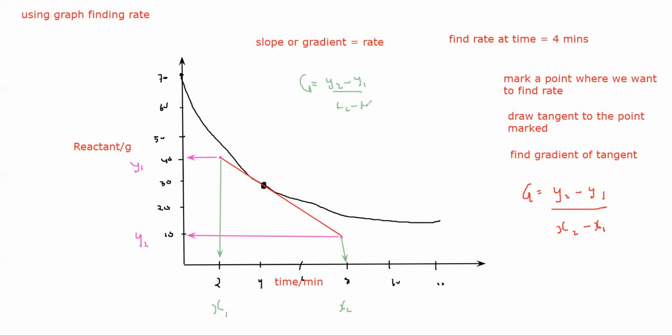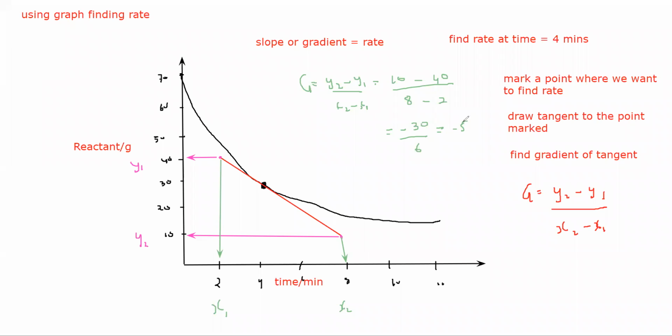So y2 is... sorry, y2 is 10, minus y1 which is 40, divided by x2. x2 is 8 and x1 is 2. So when you solve, this will be minus 30 divided by 6. So this is equal to -5.